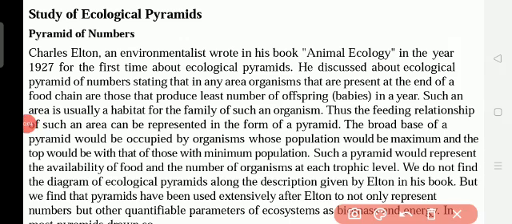Now we are going to study ecological pyramids. Okay, so ecology means what? Ecology is the environment. Ecology is the relationship between the biotic and abiotic components, and we depend on each other for food. So it is the ecosystem.